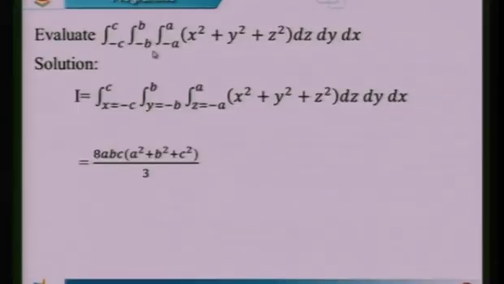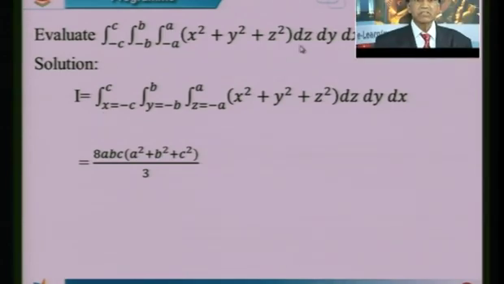Now let me start with the triple integral with constant limits as the first problem, and then variable limits. This is the case of constant limits: minus c to plus c, minus b to plus b, minus a to plus a, of x square plus y square plus z square, dz, dy, dx. In the case of constant limits, it can be discussed in the given order as it is, but in the case of variable limits we cannot do that.